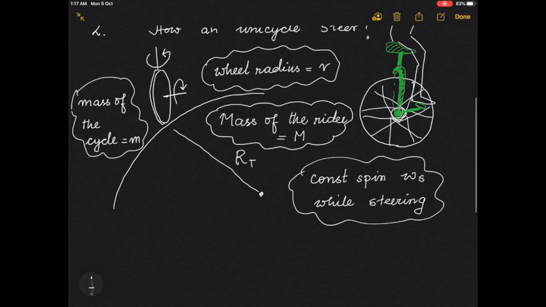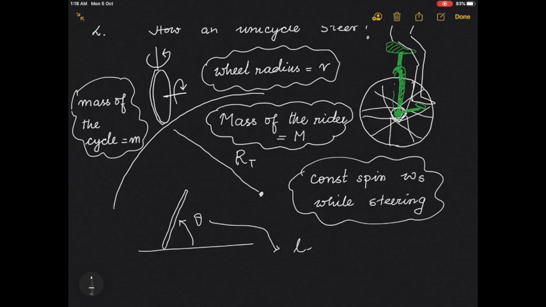Now, though I have drawn it like this, if I see it from the side, then the cycle actually has to lean to turn. And this angle, let us call it theta. So this is the leaning angle. If you have ever driven a bicycle, at least you know that that is how you turn.